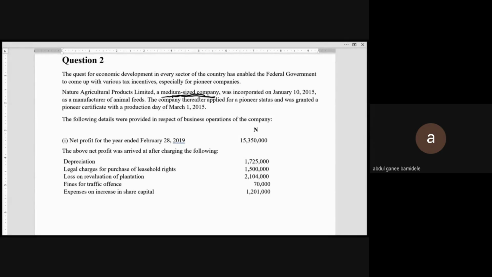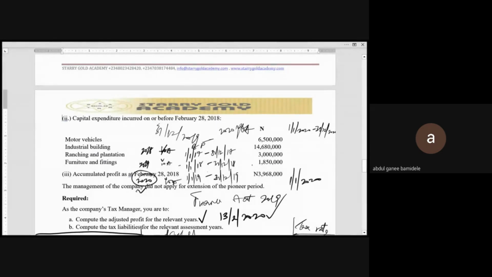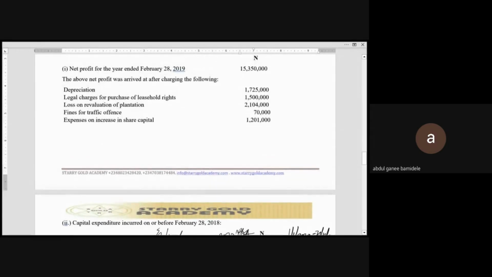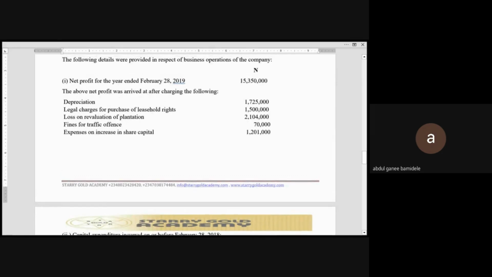So the implication is, we need to know when their year end is. So if their year end is 31st of December, note that. So the period they enjoyed up to February 28th, 2018, which is what they are giving us here, is the accumulated profit for the period. Now, we have to prepare our adjusted profits. So when we prepare our adjusted profits, we then multiply by 10 divided by 12. But the bone of contention here is that we subject them to commencement after the expiration of the pioneer period.